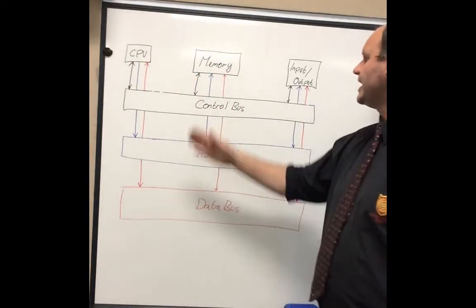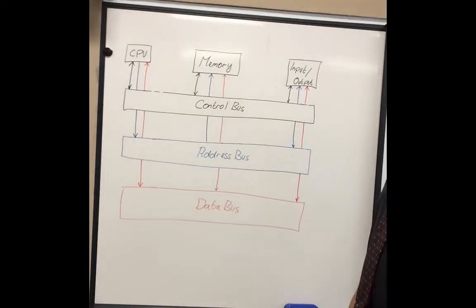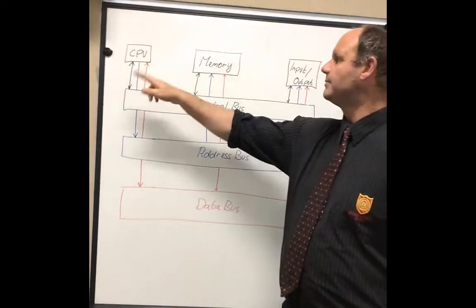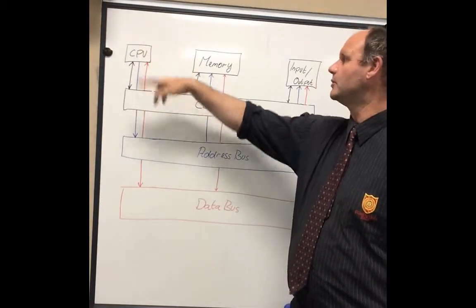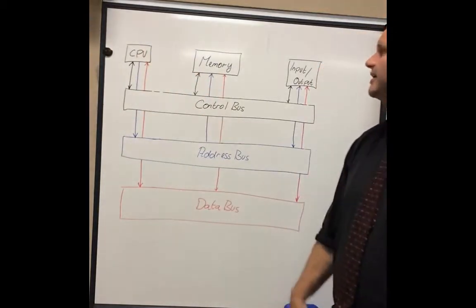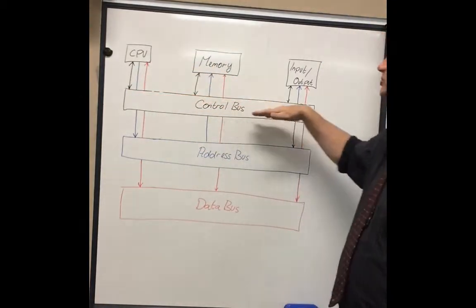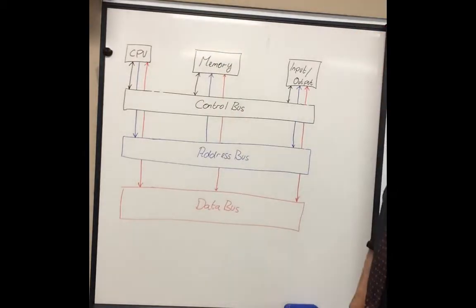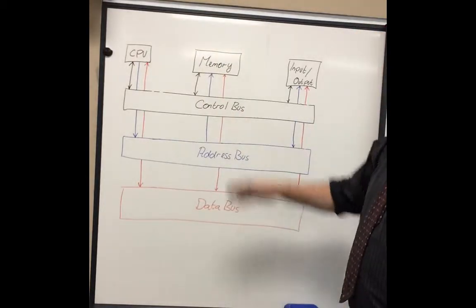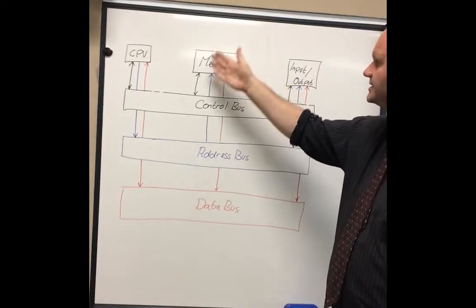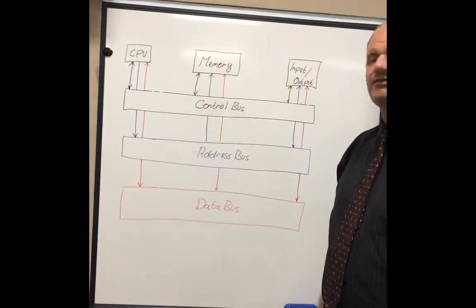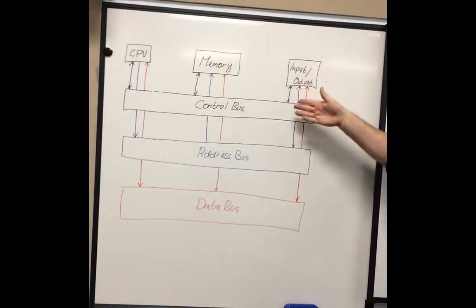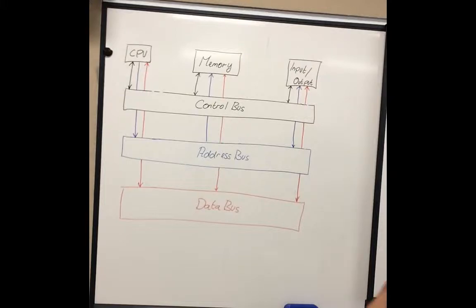So, for example, we have the control bus, and on the control bus, data and information is able to pass to and from. So the CPU can write information to the control bus, and it can also read information and data from the control bus. The same is with memory. The memory can send and receive information from the control bus, as can the input, receive and send information to the control bus.